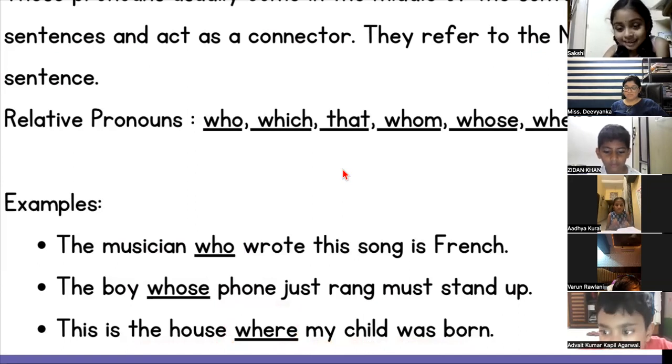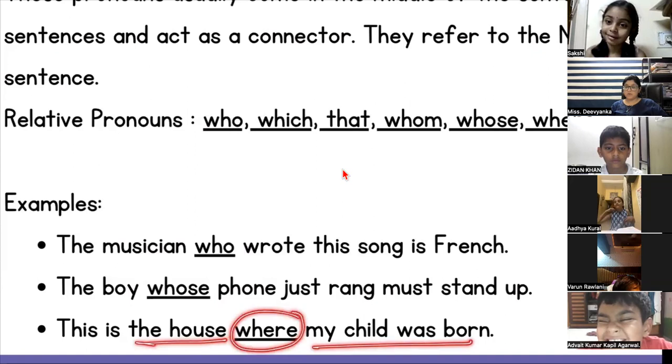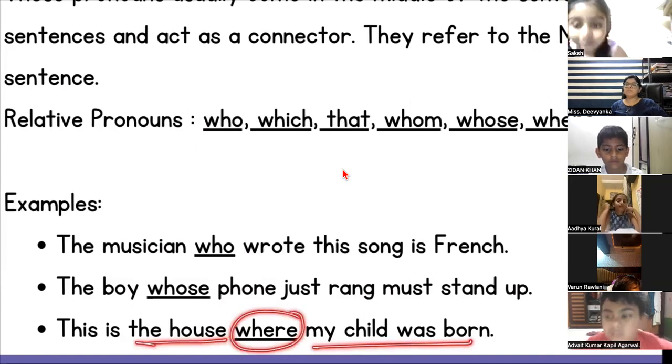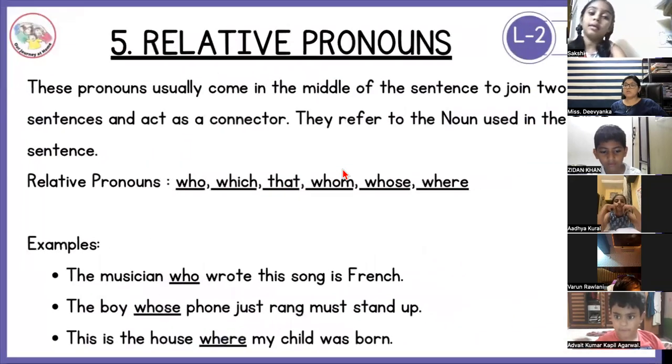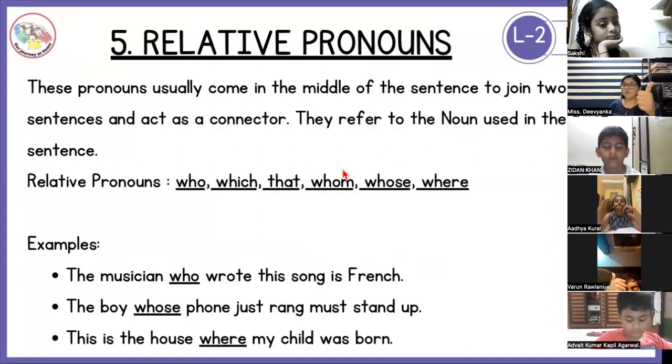Okay. So tell me, what do we do to connect the subject to the action? Which relative pronoun is used here? Where? Okay. Understood? Everybody, give me a thumbs up if you are good with interrogative as well as relative pronouns.